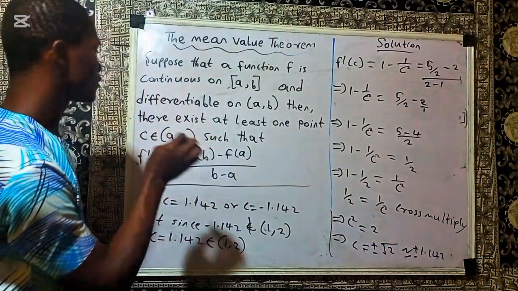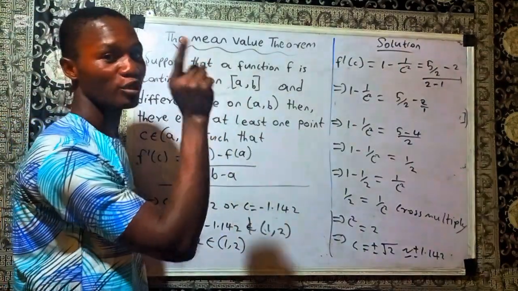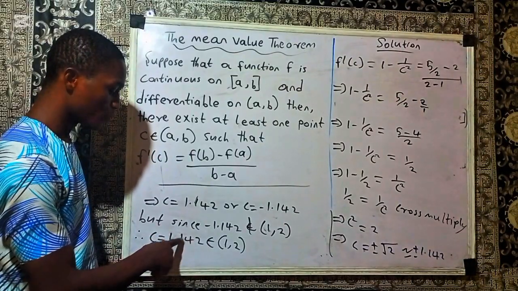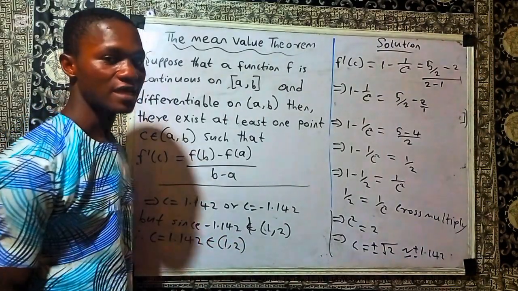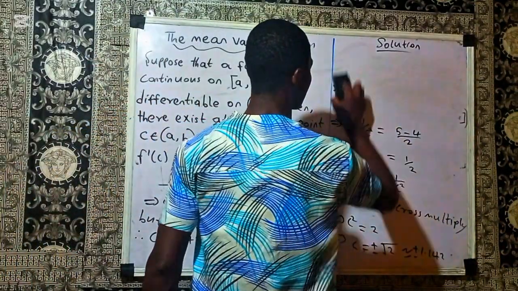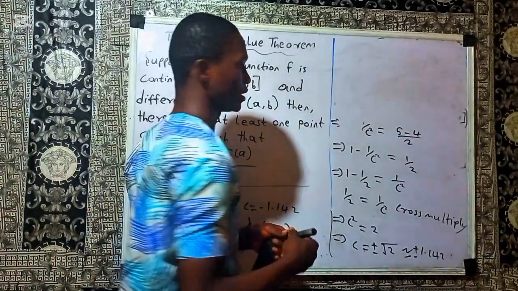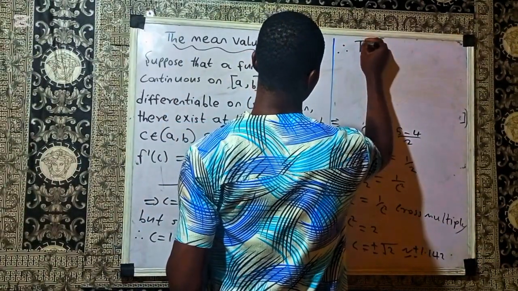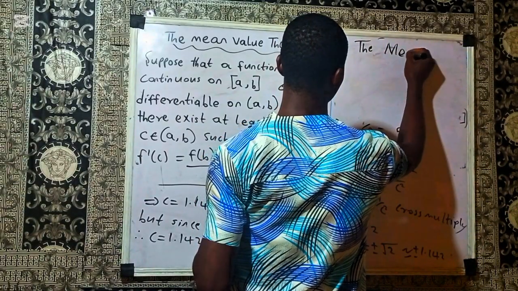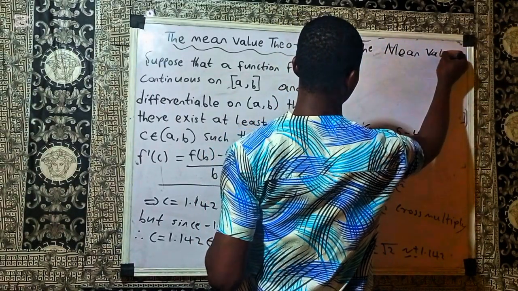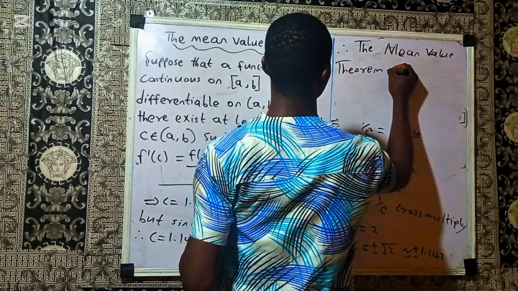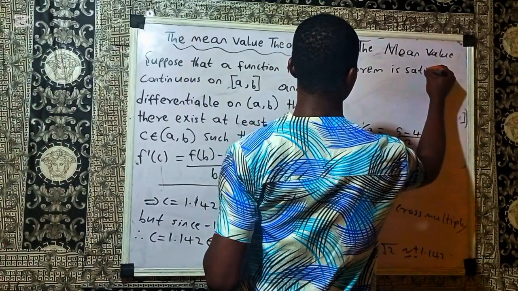Remember the mean value theorem says that there exists at least one point c. So we're able to find that one point, which is c equals 1.142, which lies inside this open interval. So we can say that the mean value theorem is satisfied. So let's make that conclusion here. Therefore, the mean value theorem is satisfied.